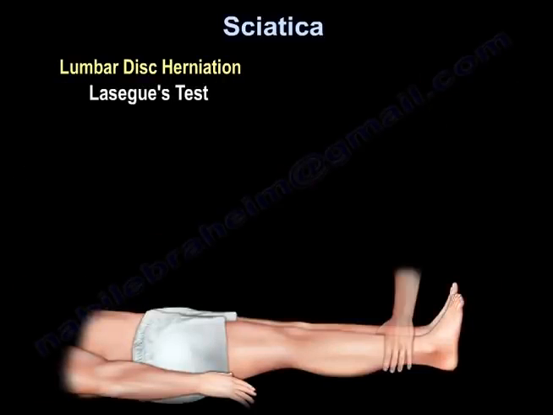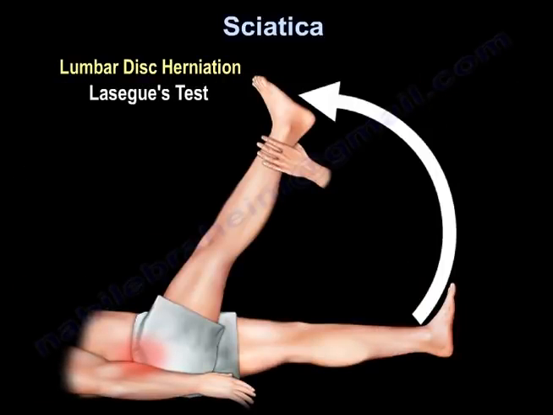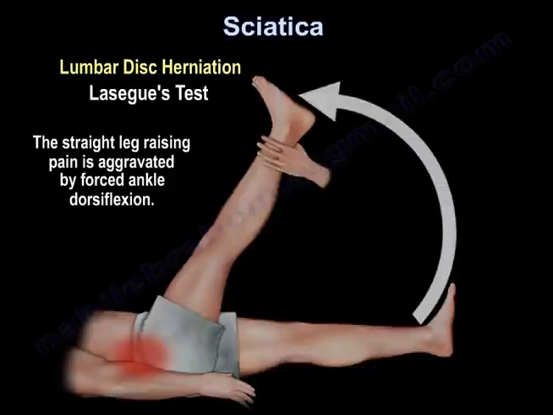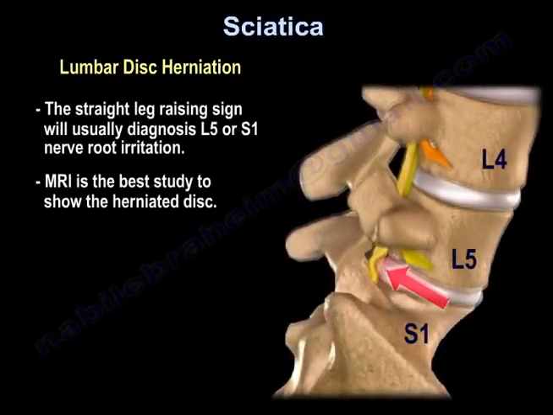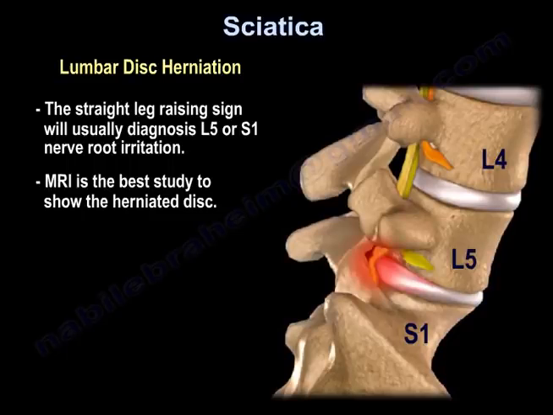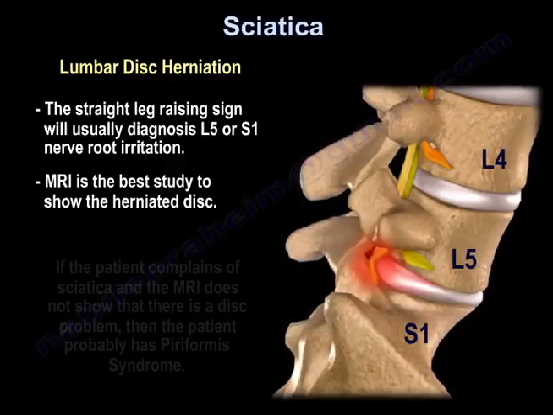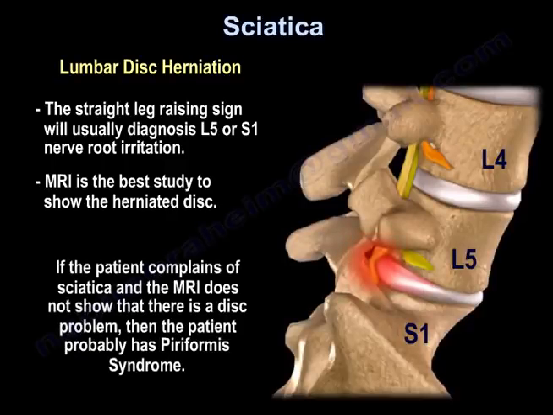The Lasègue test. What is the Lasègue test? The straight leg raising pain is aggravated by forced ankle dorsiflexion. The straight leg raising sign will usually diagnose L5 or S1 nerve root irritation. MRI is the best study to show the herniated disc. If the patient complains of sciatica and the MRI does not show there is a disc problem, then the patient probably has piriformis syndrome.